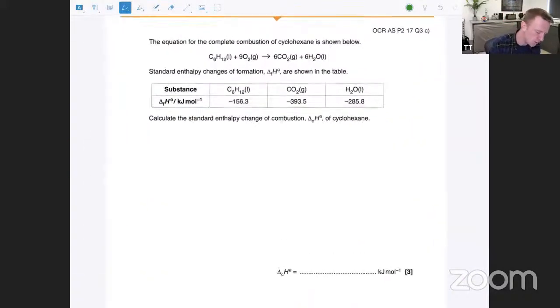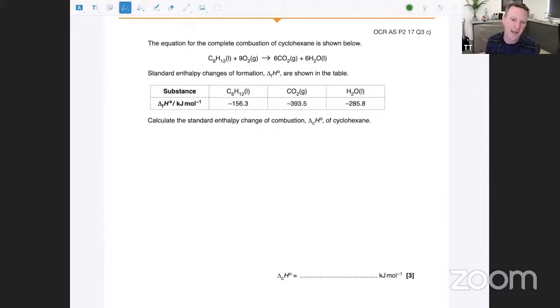Classic number two is Hess's law. Now, Hess's law states that the enthalpy change for a reaction is independent of the route taken. Okay, so it doesn't matter how you get there, the overall enthalpy change is the same. So you get a classic question like this.